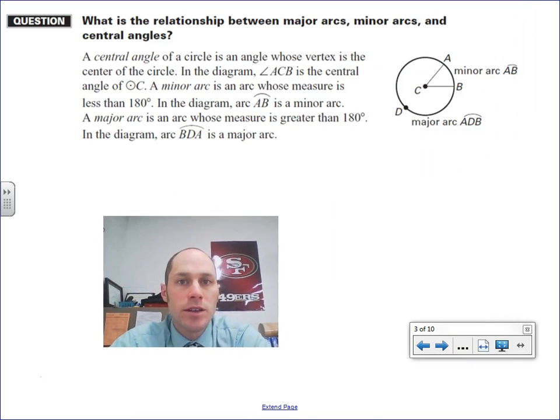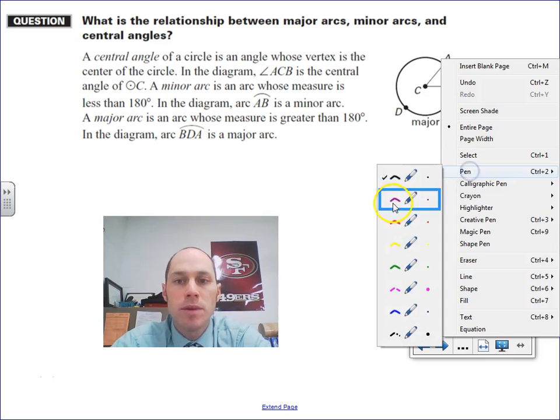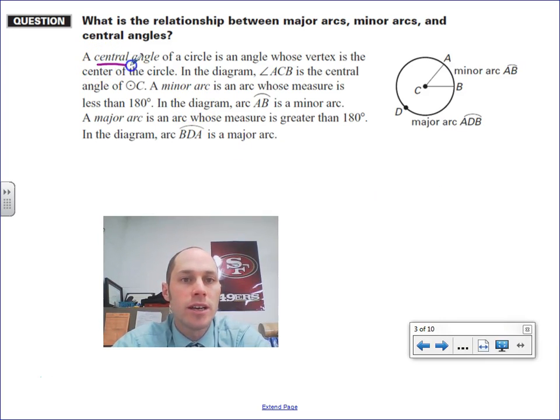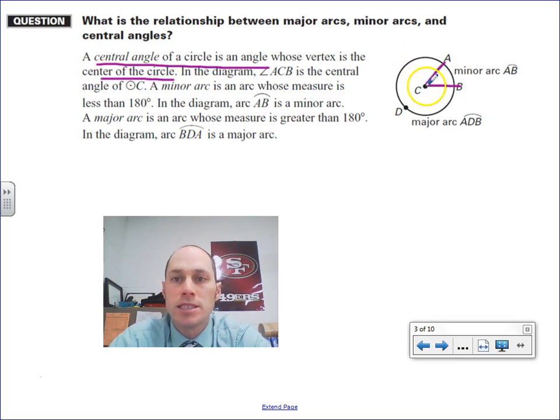So first of all, we need to know the difference between a major arc, a minor arc, and a central angle. The central angle is the angle whose vertex is in the center of the circle. For example, angle ACB is a central angle because C is in the center of the circle.